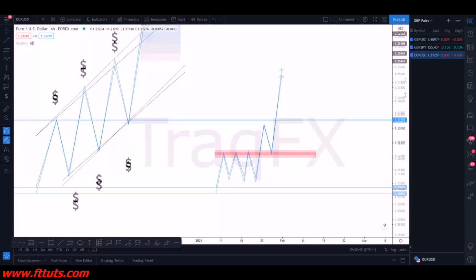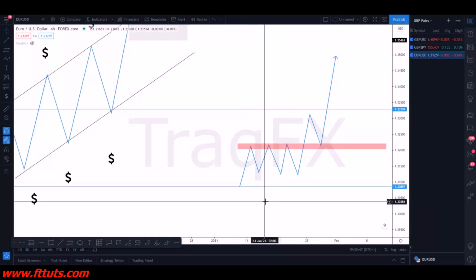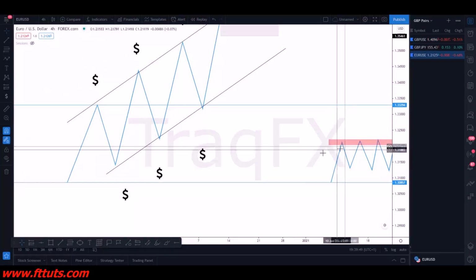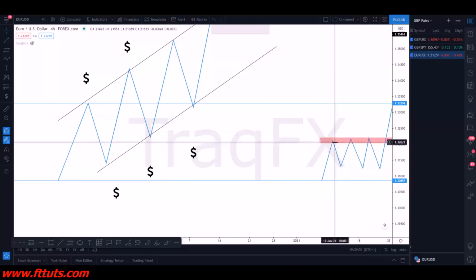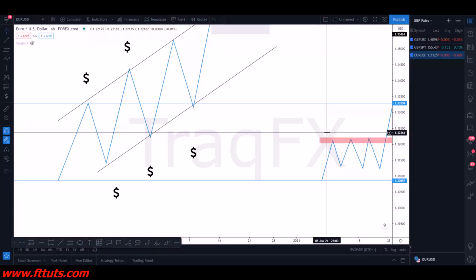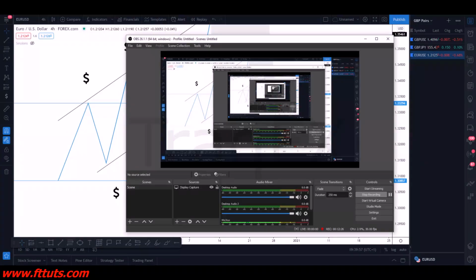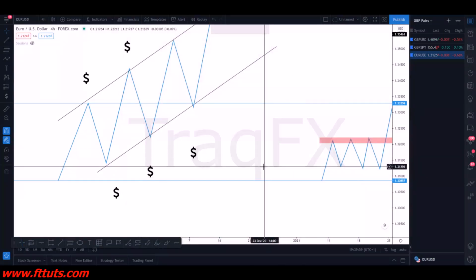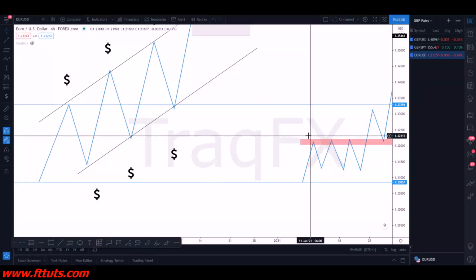Now then we have the break and retest and the breakout. So right here we have this level of resistance. The market created this level of resistance once, twice, three times. It's been tested multiple times. It's really clean. So we have this level of resistance. It's been really clean.